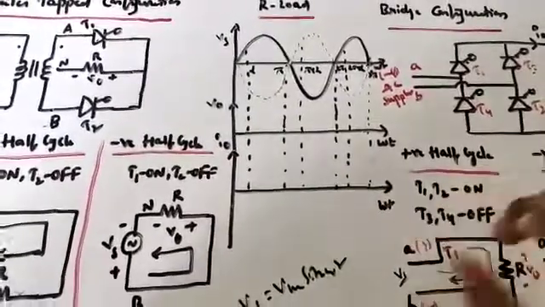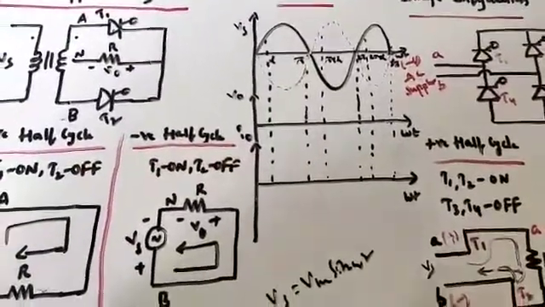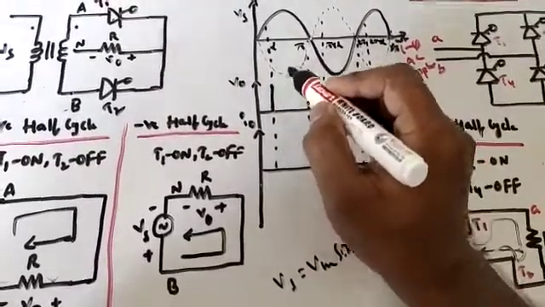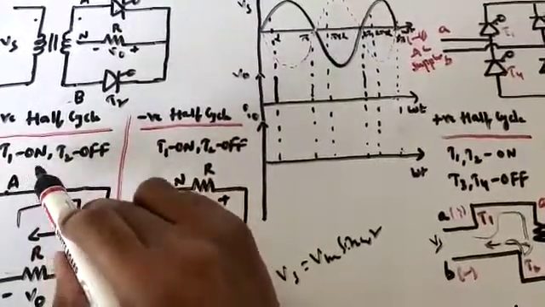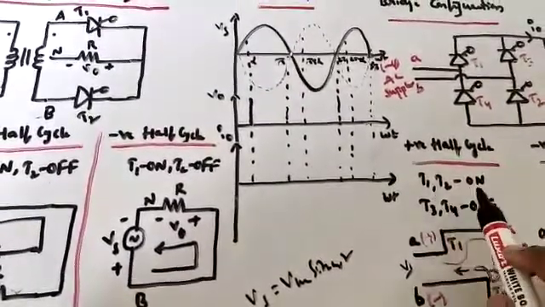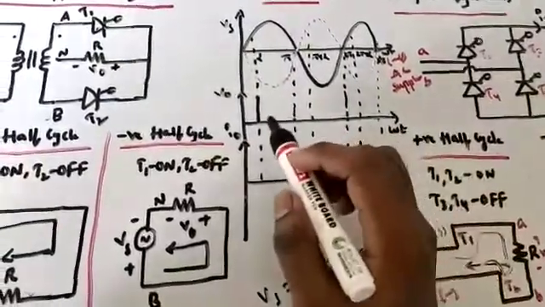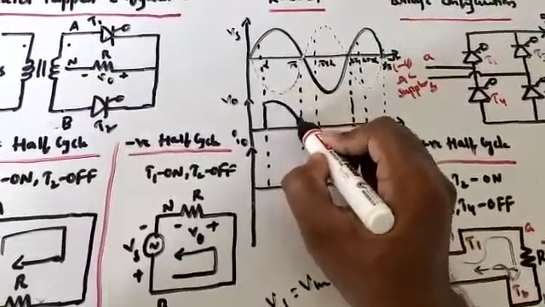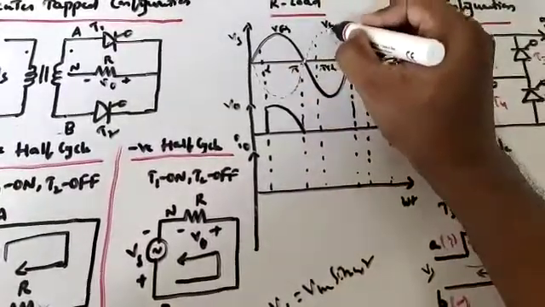So if it is an R load and I am going to draw the waveforms for this R load, what is going to happen? This is for both center tapped and bridge configuration. Again I am saying, in the center tapped transformer only T1 is on in the positive half cycle, but in the bridge configuration both T1 and T2, two SCRs, are in on position. The remaining will be off. So what is going to happen in the positive half cycle? It is VAB, and VAB is going to appear like this. See here, this is VAB, this is VBA, negative of it.